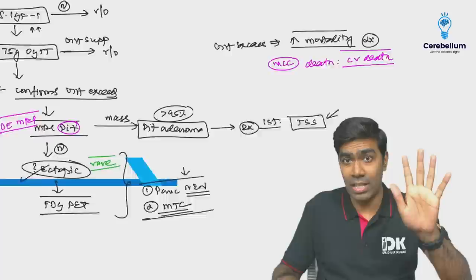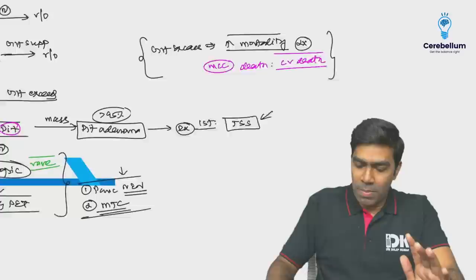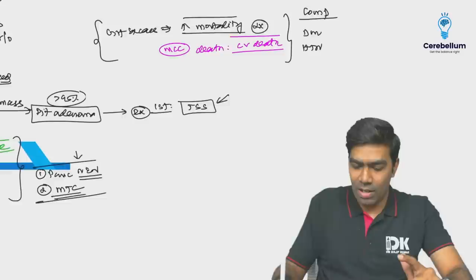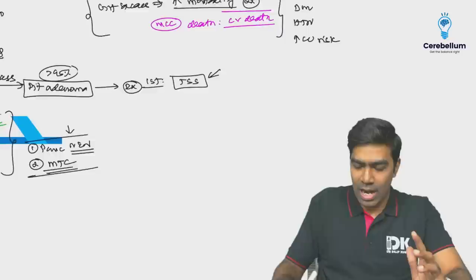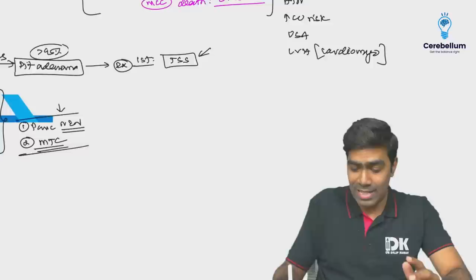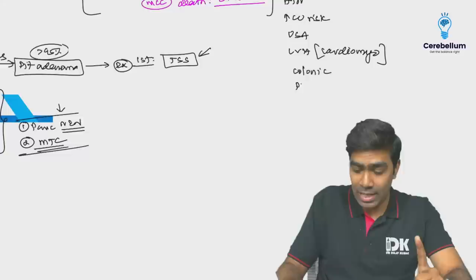So what are the complications of growth hormone excess? Apart from the physical disfiguration that the patient develops, they can develop diabetes, hypertension, and increased cardiovascular risk. They can develop obstructive sleep apnea because of pharyngeal tissue hypertrophy, and left ventricular hypertrophy, which means they can develop cardiomyopathy also. And more importantly, many people don't understand that they tend to produce colonic polyps, and they can increase the risk of colon cancer also.